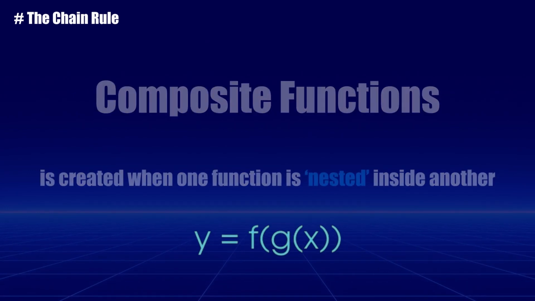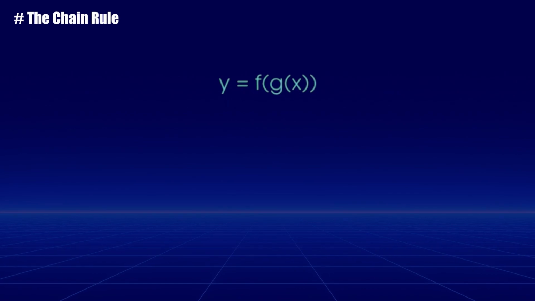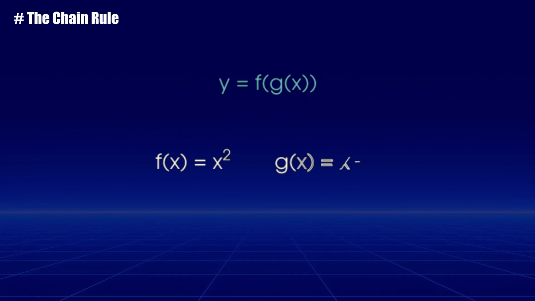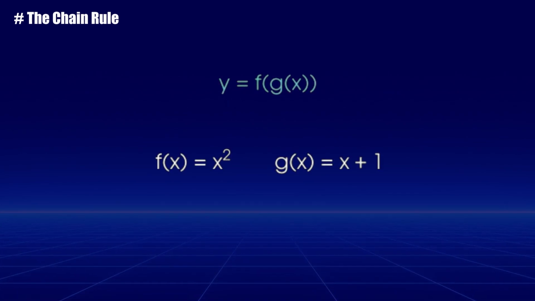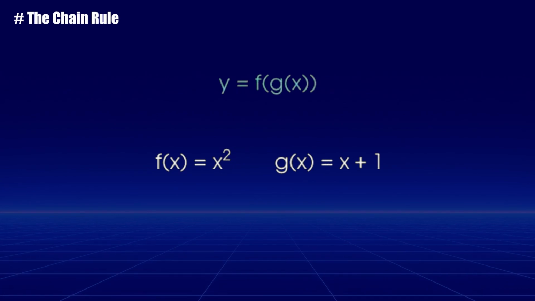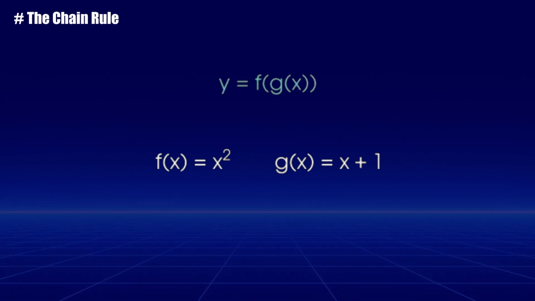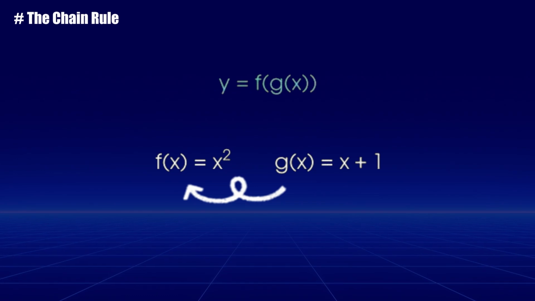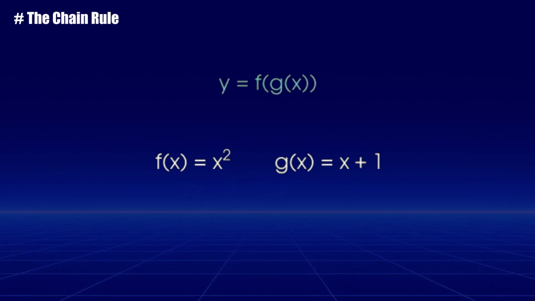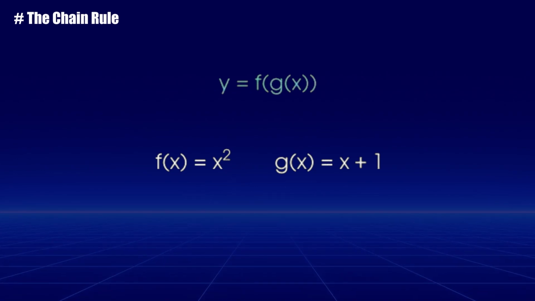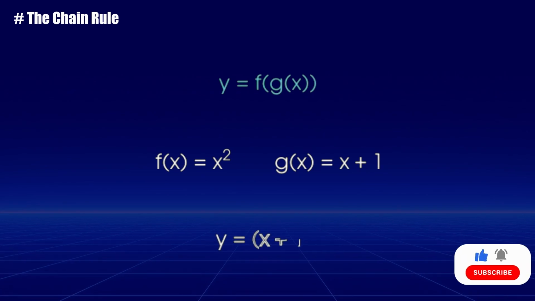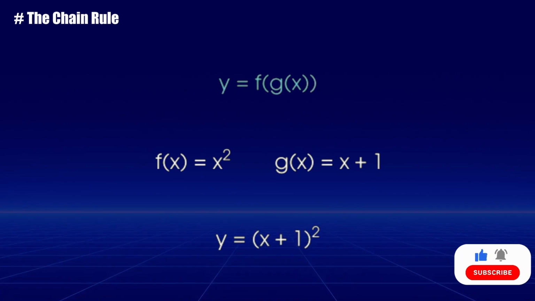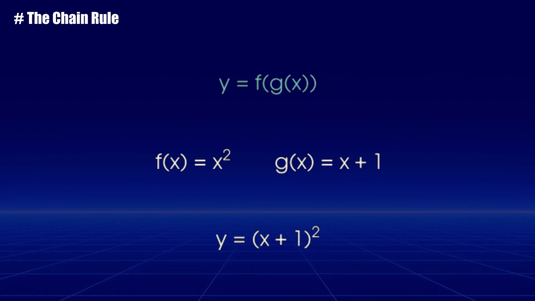Consider two simple functions. Say we have f of x equals x squared and g of x equals x plus 1. These are separate functions, but we can use them to form a composite function, we can substitute g of x into f of x. So, replacing every x in f of x with x plus 1. This is a classic example of a composite function.